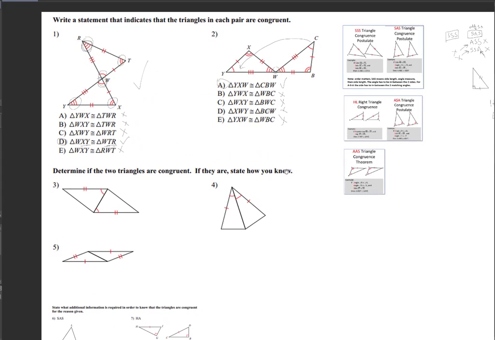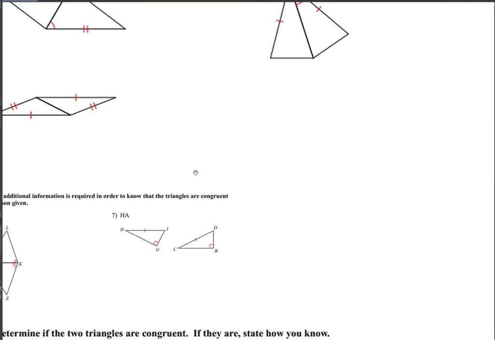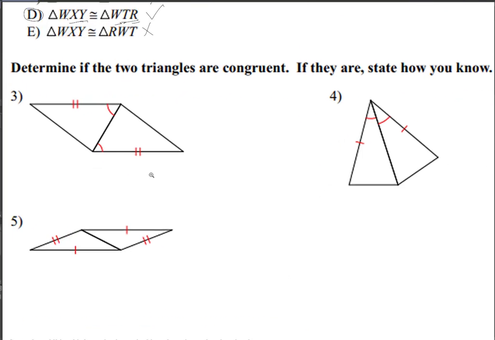All right, so 1 and 2 are in the books. Let's go ahead and move on to the next one. So what do I got here? Okay, number 3. Determine if the two triangles are congruent. If they are, state how you know. Well, all right, let's look.